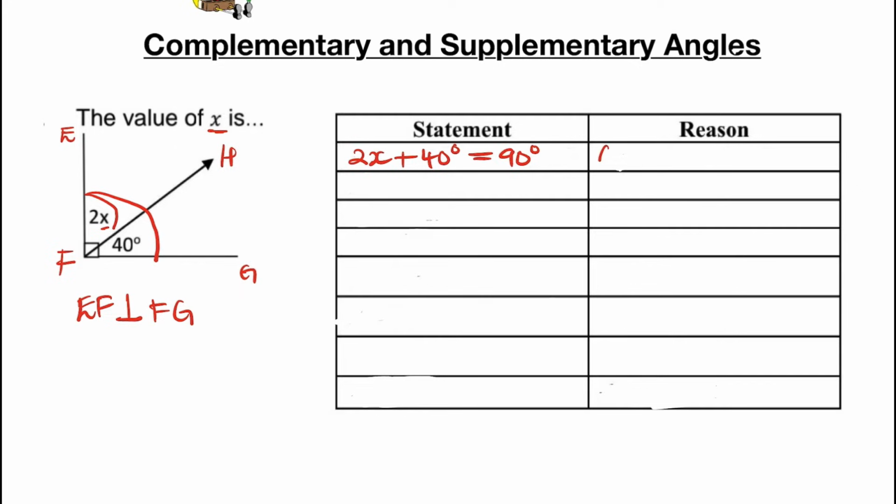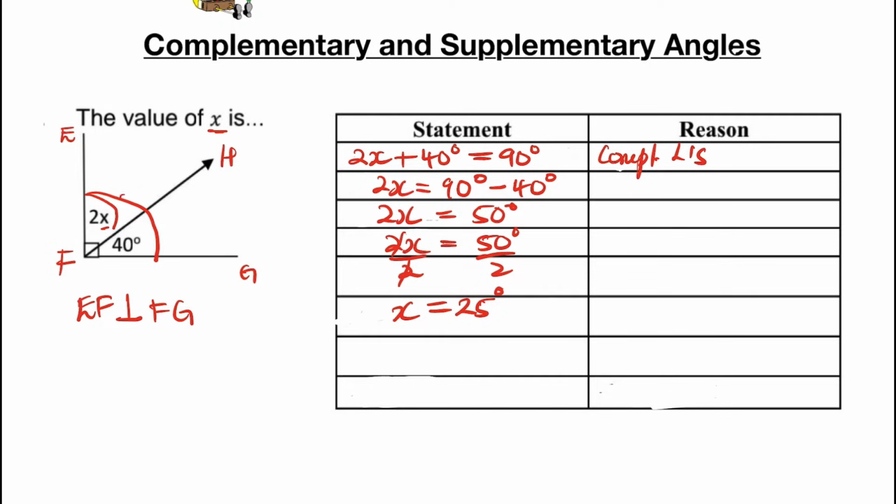So the reason for that, we say it's complementary angles. Then we'll say 2x is equivalent to 90 degrees minus 40 degrees. So 2x is going to be equal to what? To 50 degrees. And then we divide 50 degrees by 2 and the 2x by 2. So we're looking for x there. So our x here, it's going to be what? 25 degrees.